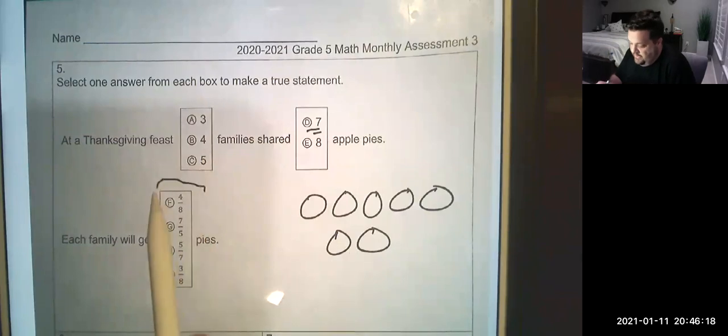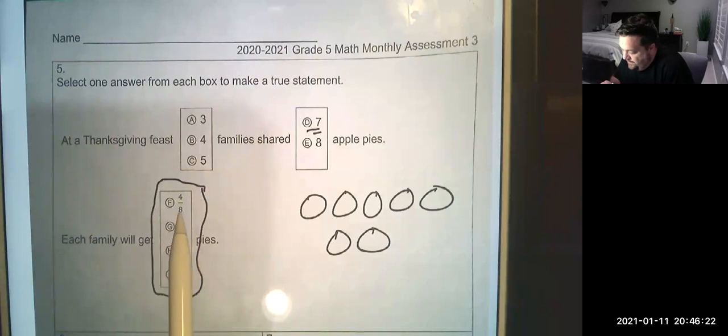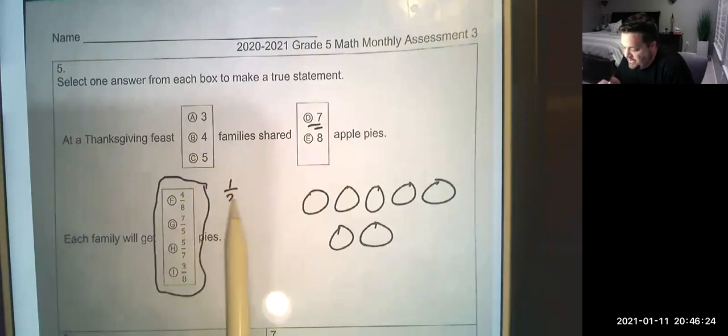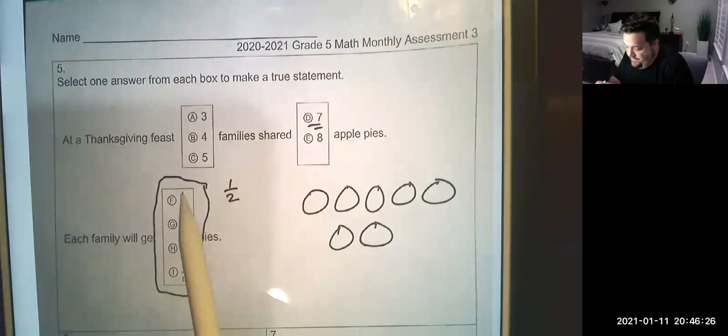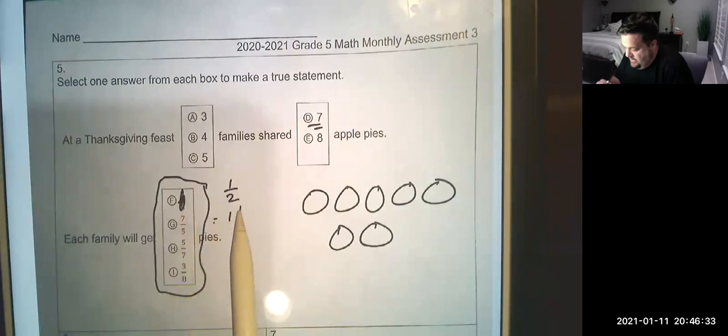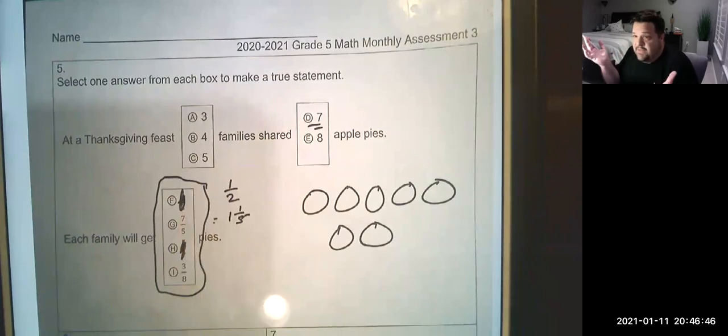So now if you look over here at your choices, would each family only get 4/8 of a pie? That's only half a pie each. So F doesn't make sense, right? Now 7/5, you guys know you would have to reduce that into 1 1/5. So each family would get 1 1/5 pie. That could make sense, right? 5/7 of a pie is not even one whole pie. So that doesn't make sense. 3/8 of a pie is not even one whole pie. So that one doesn't make sense, right?